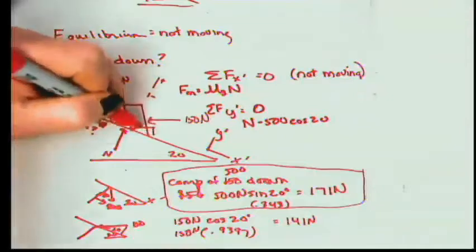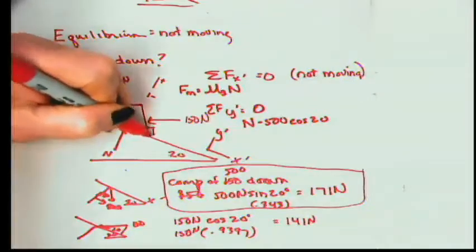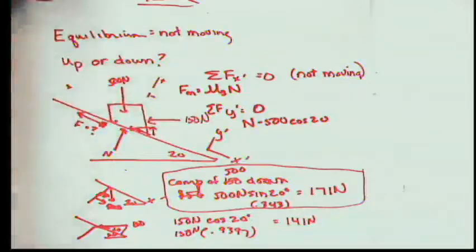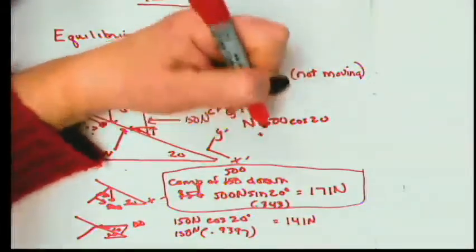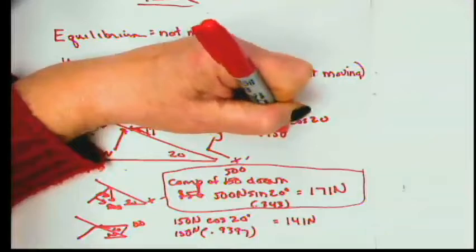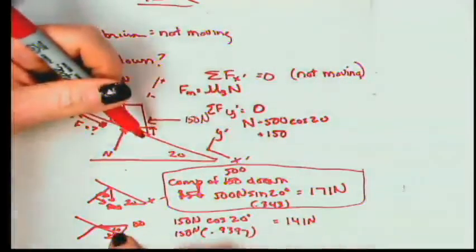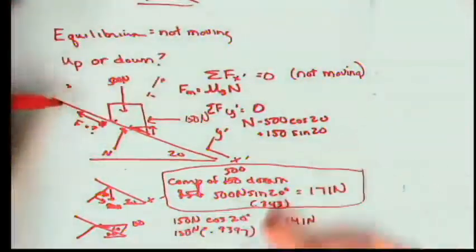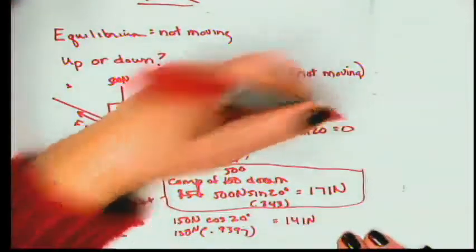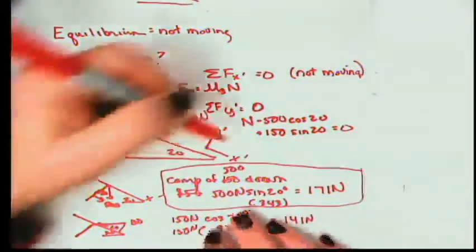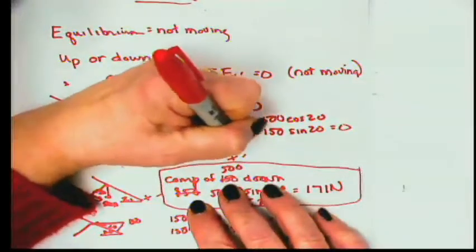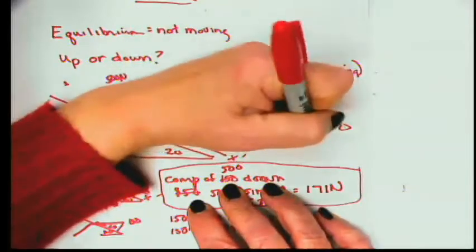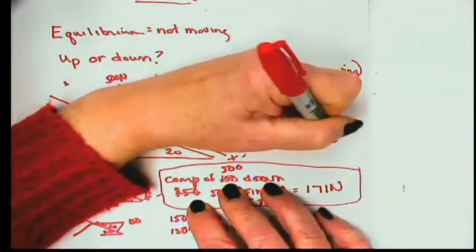The component in the y direction is actually up, isn't it? So that's going to be plus 150 times the sine of 20 degrees. And those three things added together equals 0. All right, so I'm going to solve for my normal force. It's 500 times the cosine of 20 minus 150 times the sine of 20.